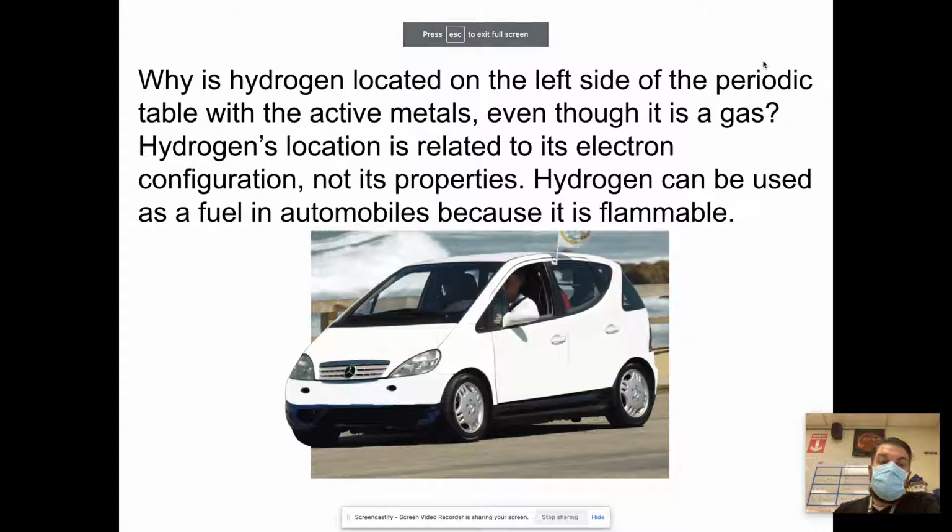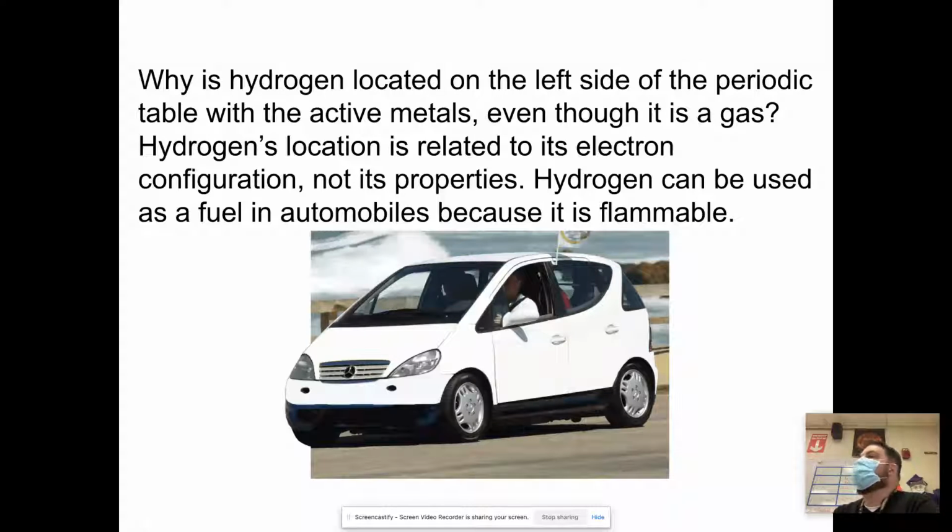All right, so why is hydrogen located on the left side of the periodic table with the active metals, even though it's a gas? Hydrogen's location is related to its electron configuration, not its properties. Hydrogen can be used as a fuel for automobiles because it's flammable.